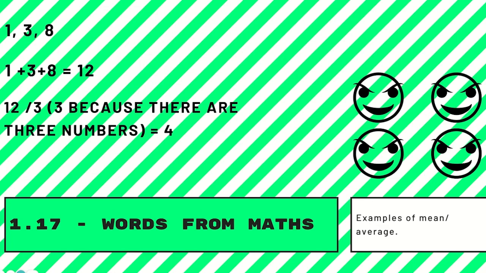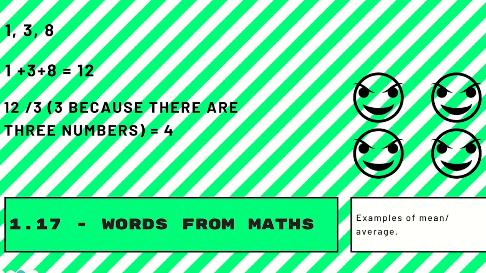Now, if we have 1, 3, and 8 as our values, and we want to find an average of it, we start off by adding the numbers. 1 plus 3 plus 8 equals 12. Now then, we divide 12 by 3, and the reason that we do that is because we had 3 numbers in the beginning, right? We had 1, we had 3, and we had 8. That's 3 different numbers. So we divide the amount that they add up to by how many of them there are, and that leaves us with 4. So 4 is the average number in the series of 1, 3, and 8.